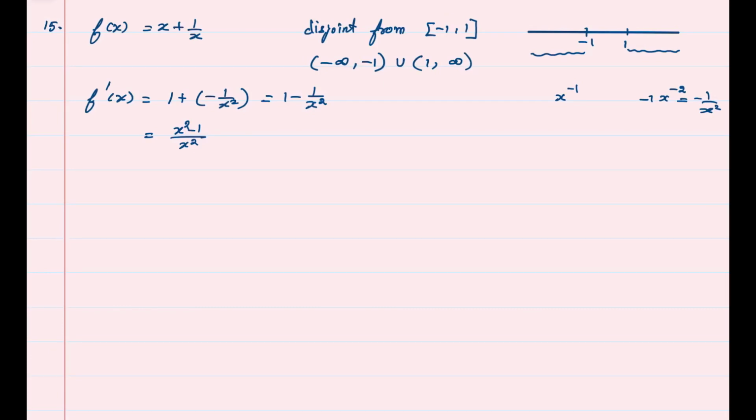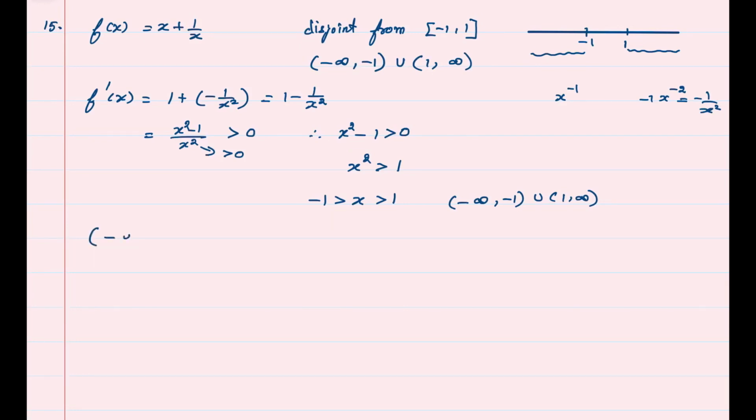For the function to be strictly increasing, we know that f dash is strictly greater than 0, and we know that the denominator is always greater than 0, and x cannot take the value 0, 0 is not there in its domain. Therefore, x square minus 1 should be greater than 0, that is x square is strictly greater than 1. Therefore, x should be greater than 1 and less than minus 1. That is nothing but the given domain. In both these intervals, f dash is strictly greater than 0.